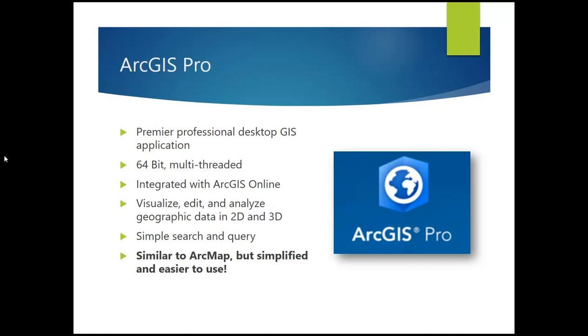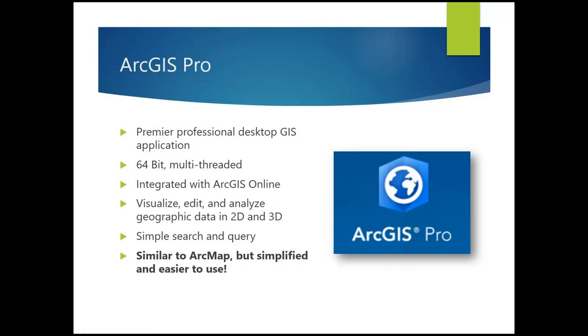ArcGIS Pro is also integrated with ArcGIS Online, allowing you to create data sets in ArcGIS Pro to use in ArcGIS Online, as well as bringing data sets and services from ArcGIS Online into ArcGIS Pro. You can also visualize, edit, and analyze geographic data not only in 2D, but in 3D as well. ArcGIS Pro also has a simple search and query, meaning that several different components have a built-in search bar to help you find what you're looking for.